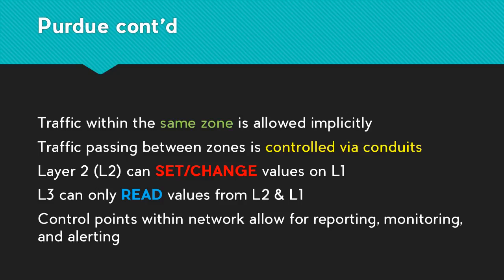And anytime you have a conduit, anytime you have a control point, that is a point to let you report, monitor, and alert. So the conduits are not just to control data flow, but also to let you know what's happening on your network. Don't just think that a firewall is there to be a firewall. A firewall should also be able to give you maybe NetFlow information, or at a minimum SNMP, about how much traffic is flowing between your interfaces.